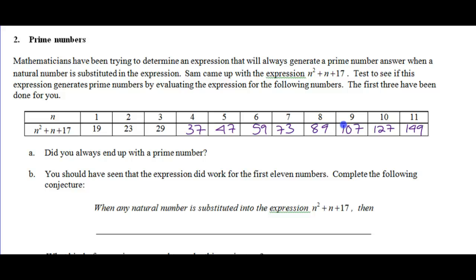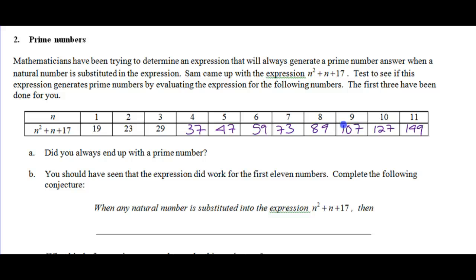So the first prime number is 2. And 2 does a really neat thing with prime numbers. It takes out every other even number, right? Because every even number is divisible by 2. So the only even number that's prime is 2. But we want to check these guys now. Did we always end up?